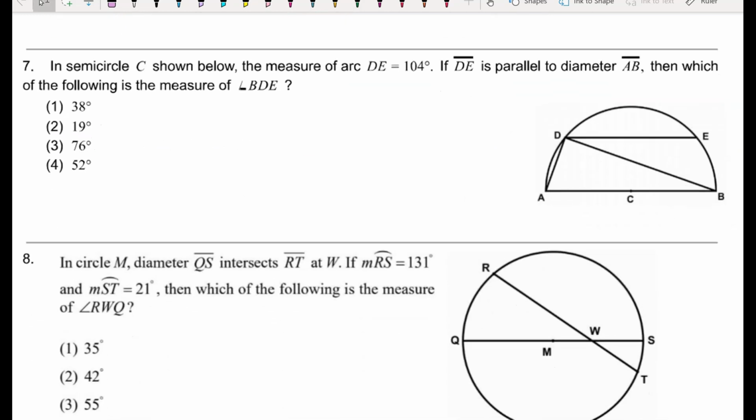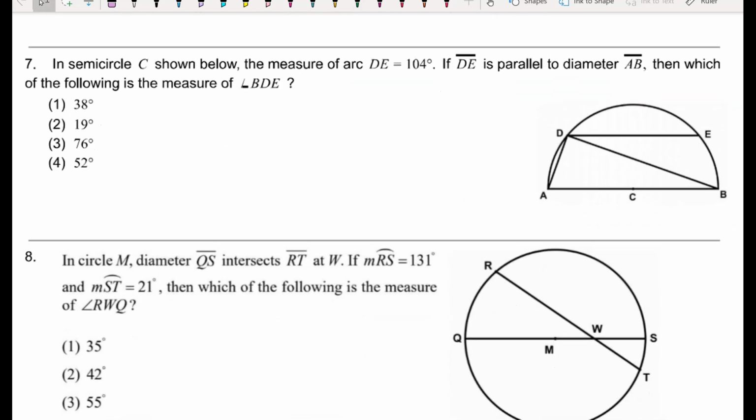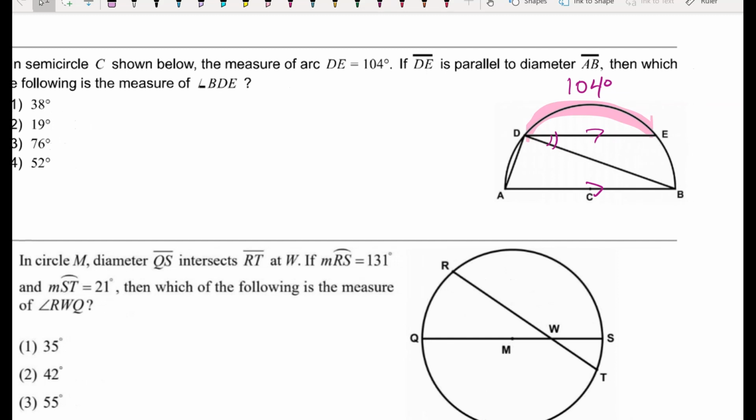Number 7. In semicircle C shown below, the measure of arc DE, I'll mark that at the top right there, is 104 degrees. If DE is parallel to diameter AB, then which of the following is the measure of angle BDE? Right in there. Well, it would help if I had chord EB, then I could just subtract from 180 because D is an inscribed angle.